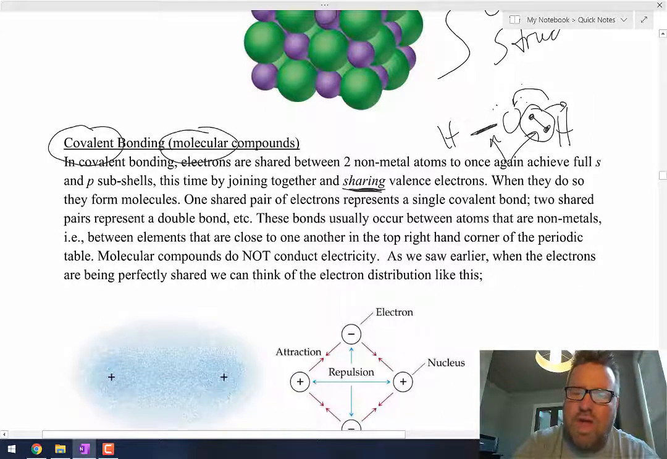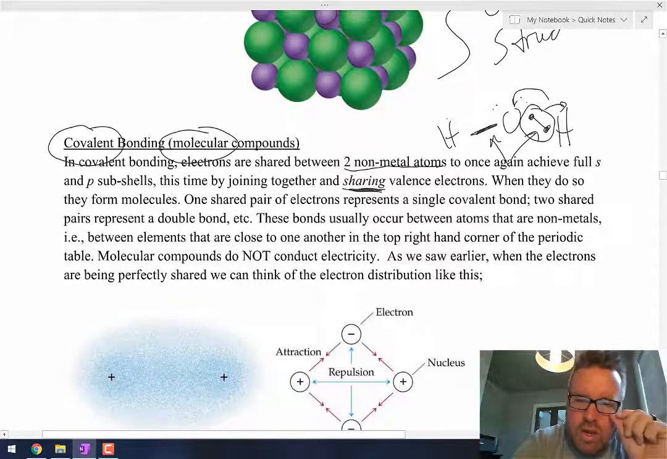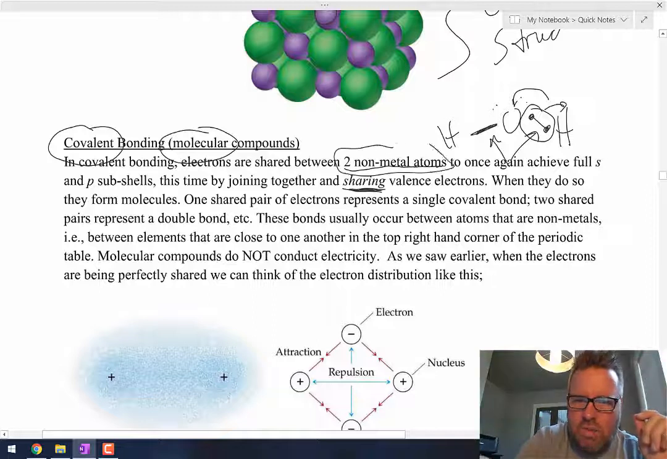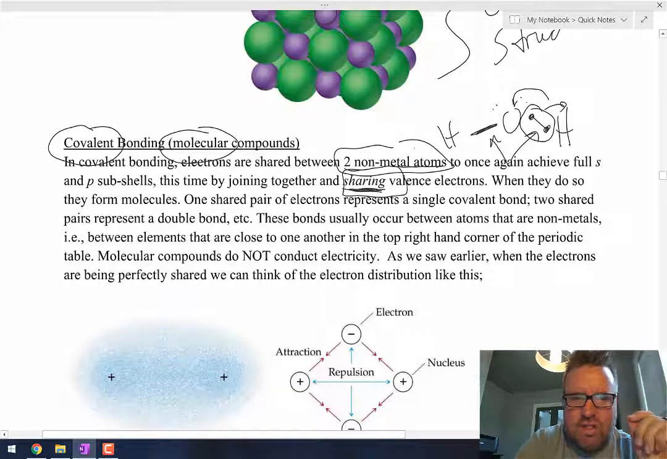And how do you know that? Because again, it's 2 or more non-metal atoms put together. Okay, so non-metals only, they share electrons. There can be double, single, and triple bonds. We'll talk about those later on.